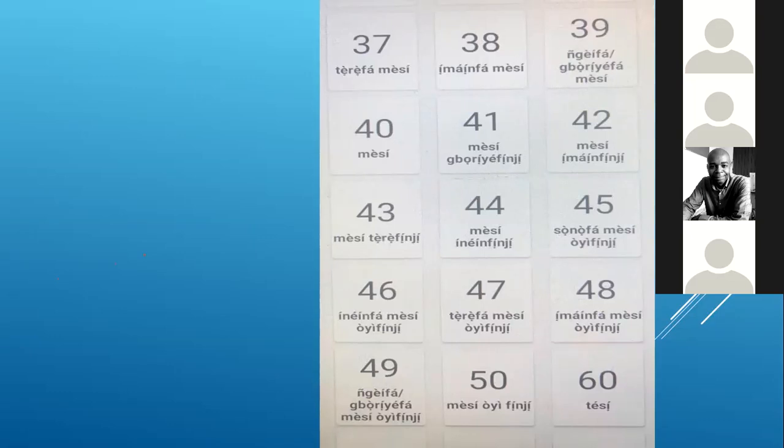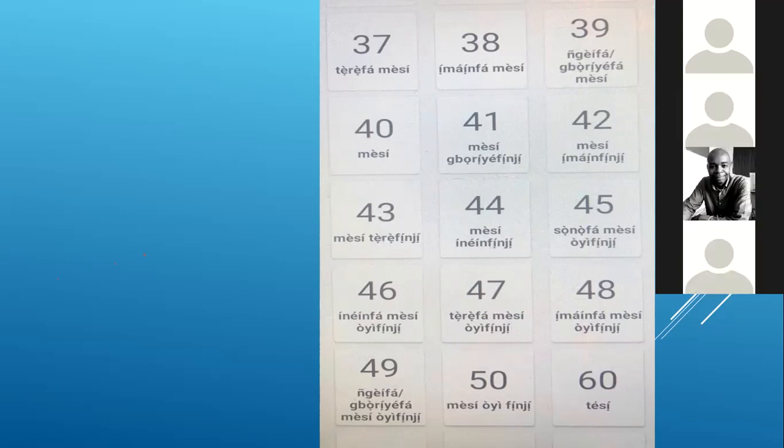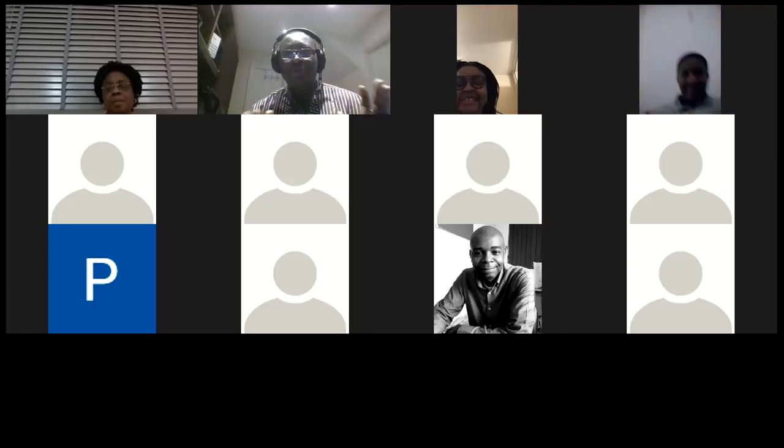49 is Ingeifa and Ekanika. Just say Boriefa Messi Oyi Finji. One more time. And then 50 is. Honestly, you've done very well. Now our time is almost up. I'm going to ask you 2 questions.